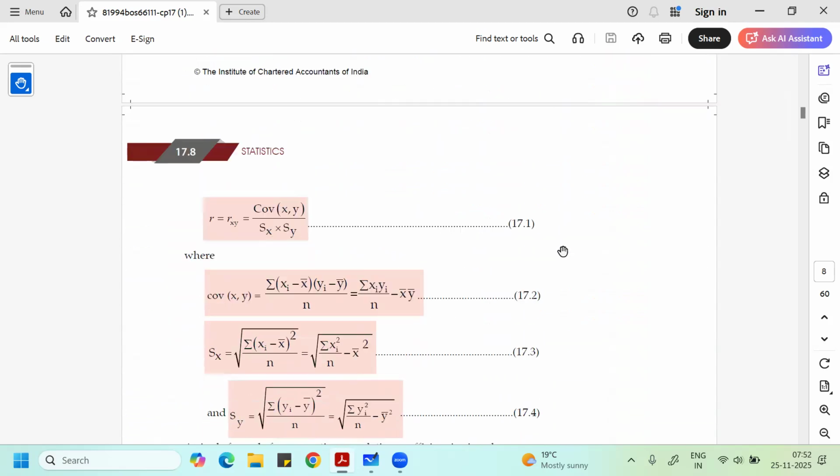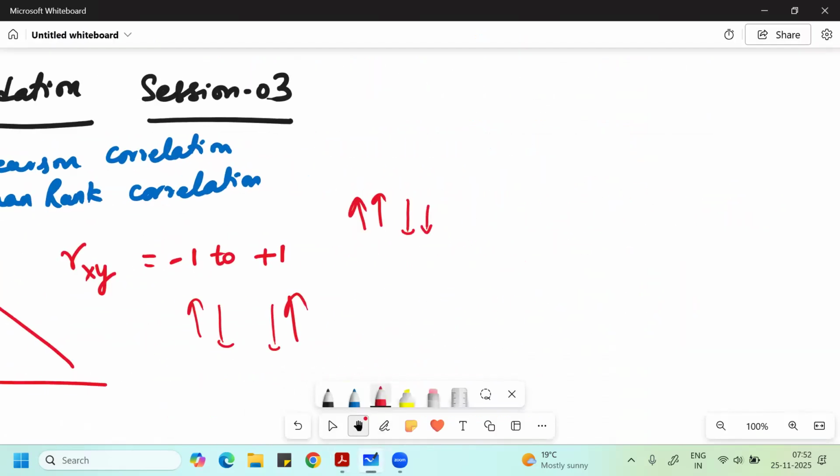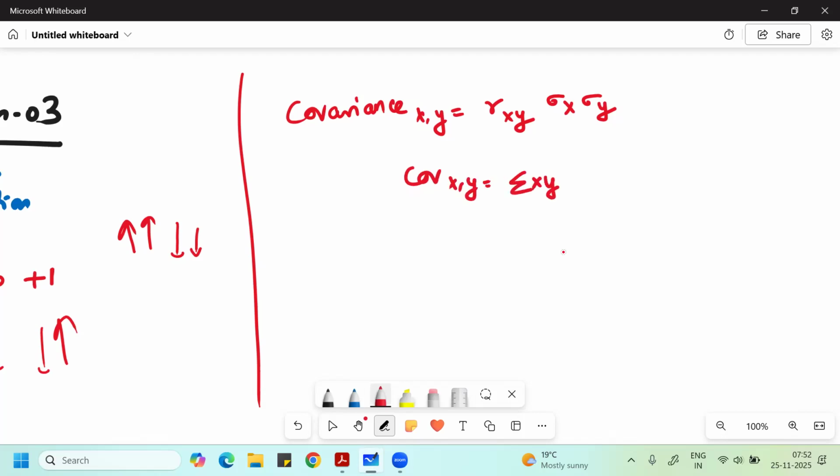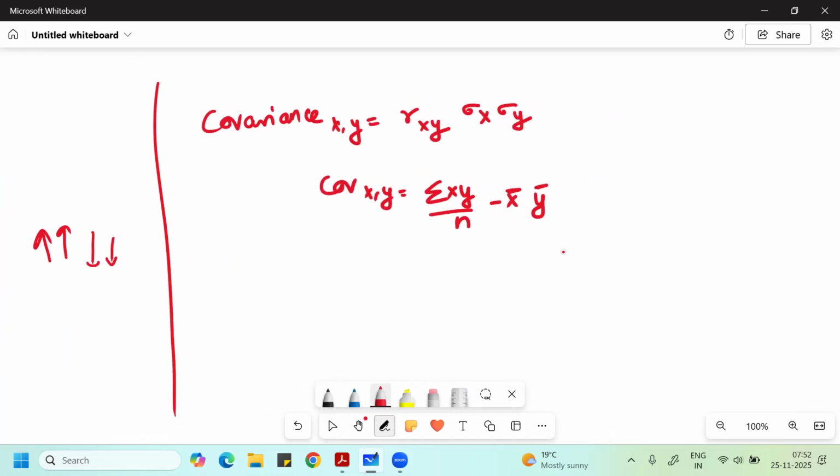When we talk about the Karl Pearson method, in order to work on it, you should know this very important formula. If two variables x and y are there, the covariance between x and y is equal to r of xy, where r means the coefficient of correlation between the two variables, into standard deviation of x into standard deviation of y. The formula of covariance between x and y is summation of xy by n minus x bar into y bar. This is one formula of covariance.